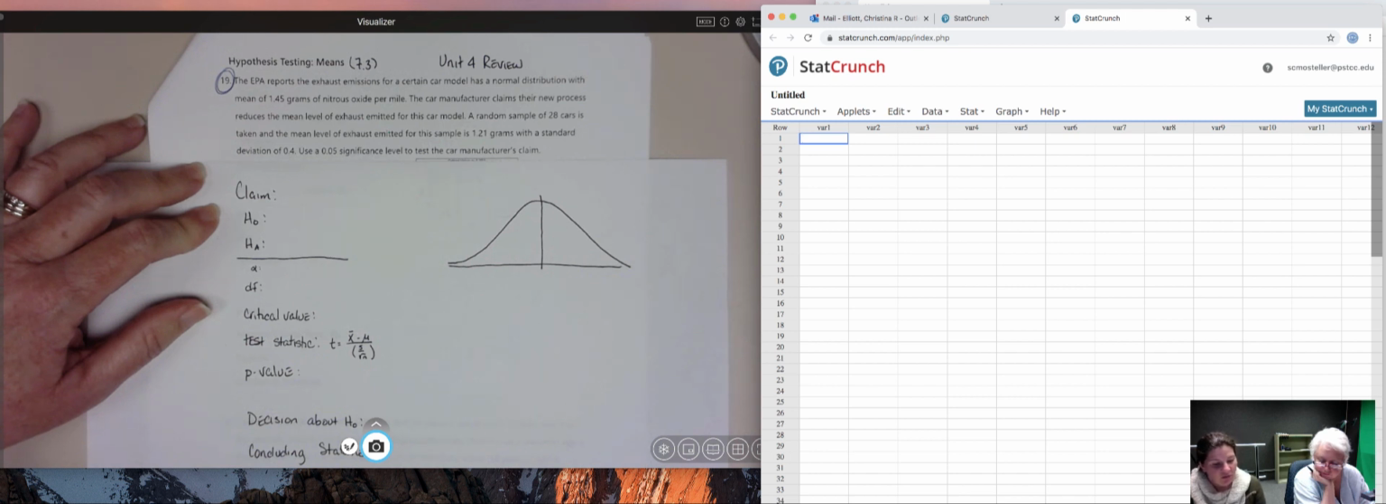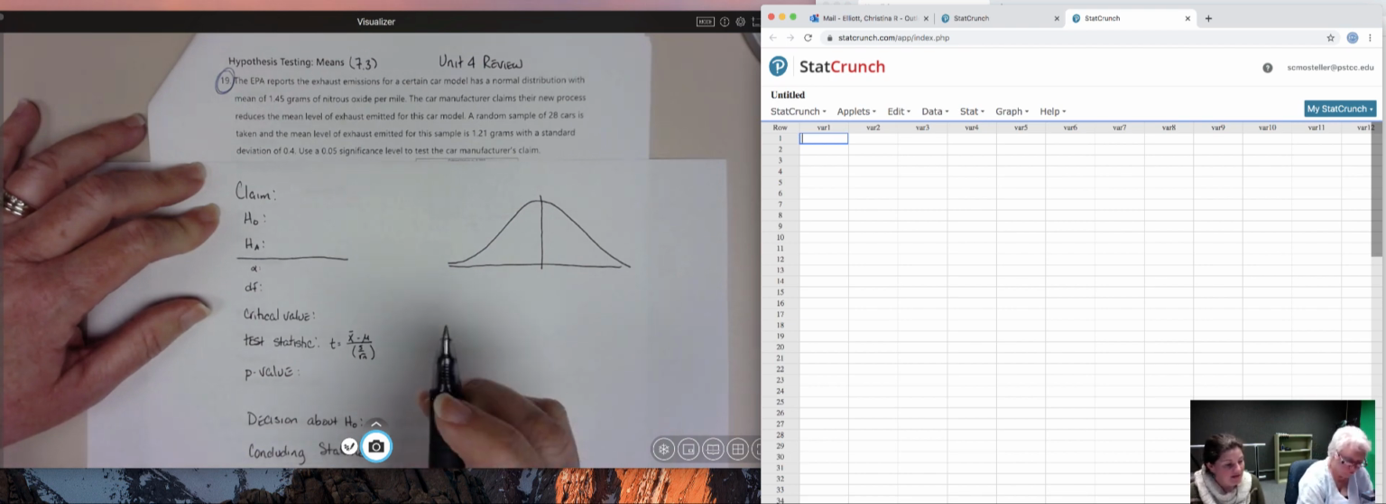The EPA reports the exhaust emissions for a certain car model has a normal distribution with a mean of 1.45 grams of nitrous oxide per mile. The car manufacturer claims their new process reduces the mean level of exhaust emitted for this car model. A random sample of 28 cars is taken, and the mean level of exhaust emitted for this sample is 1.21 grams with a standard deviation of 0.4. Use a 0.05 significance level to test the car manufacturer's claim.